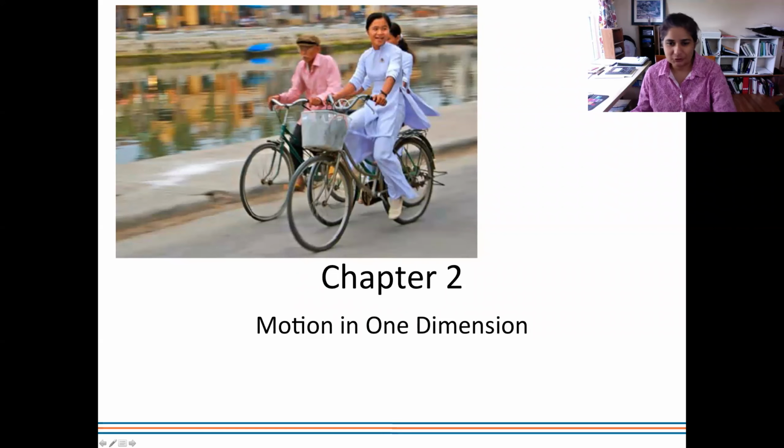Hello, welcome to chapter 2. In this chapter, we will be looking at motion in one dimension. That means motion along one line, so we don't need to consider two different directions like east-west and north-south.